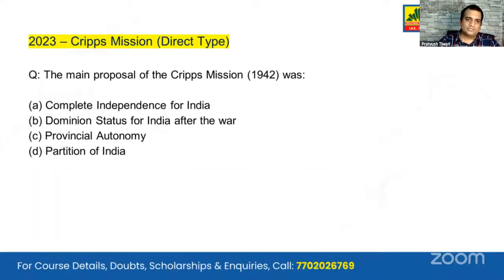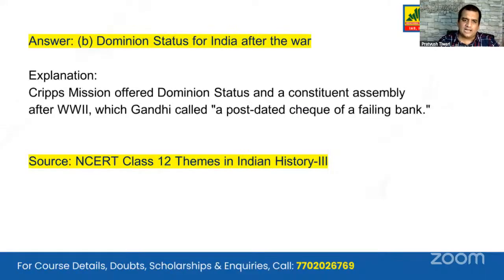Okay. Next question, Cripps Mission, a direct type of question. You must know about the Cripps Mission, and it was an easy question. Most times you will have direct type of questions. Sometimes you will have it from modern history, sometimes from ancient, medieval, art and culture.